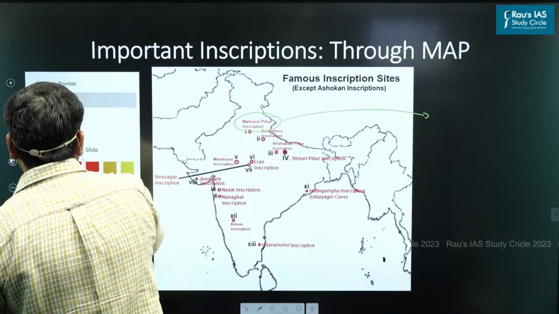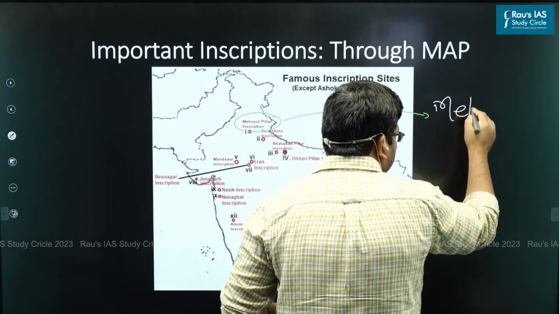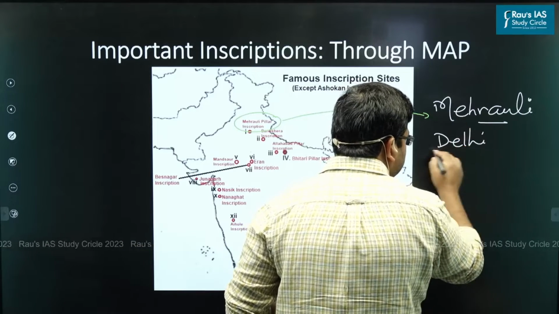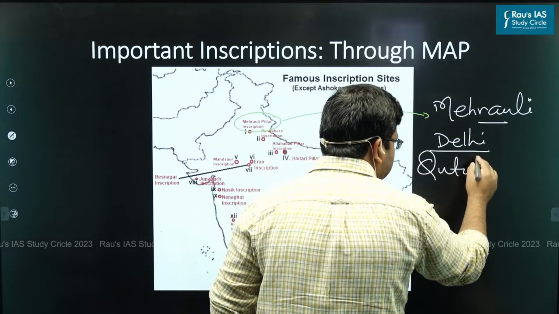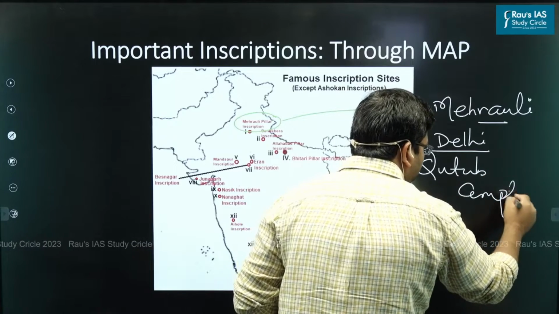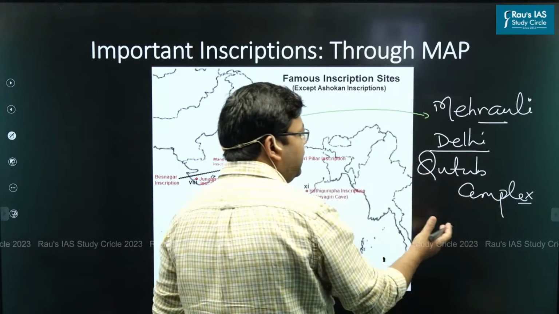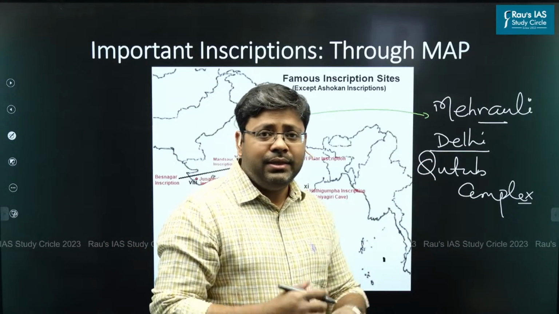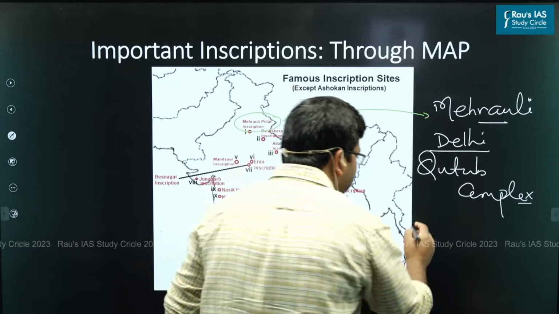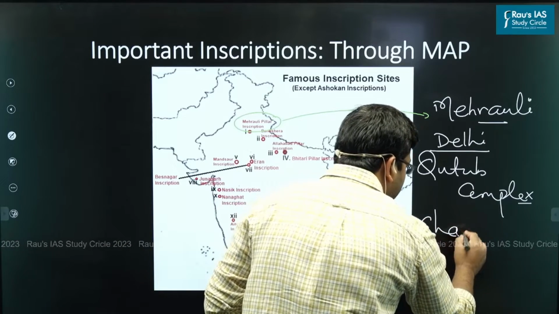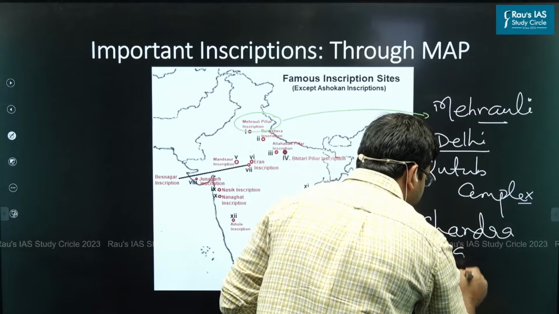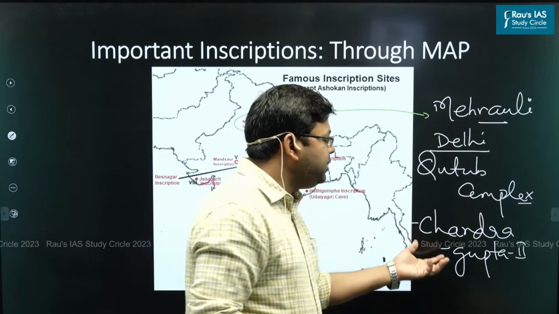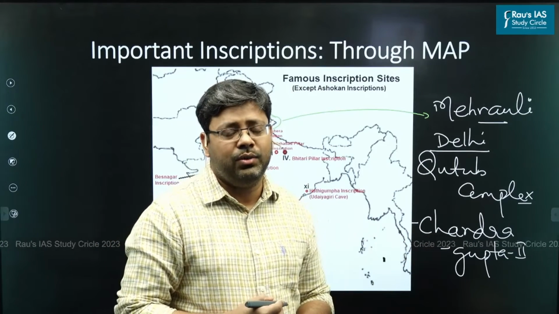Now, if we talk about the Mehrauli pillar inscription, it is from Delhi, and basically this has been found within the Qutub complex. What do you mean by Qutub complex? Within the Qutub Minar complex, we have found this Mehrauli pillar inscription as well. This inscription is very old, and it is from the time of the greatest Gupta ruler, Chandragupta II. So this pillar inscription talks about the achievements of Chandragupta II, the greatest Gupta ruler.